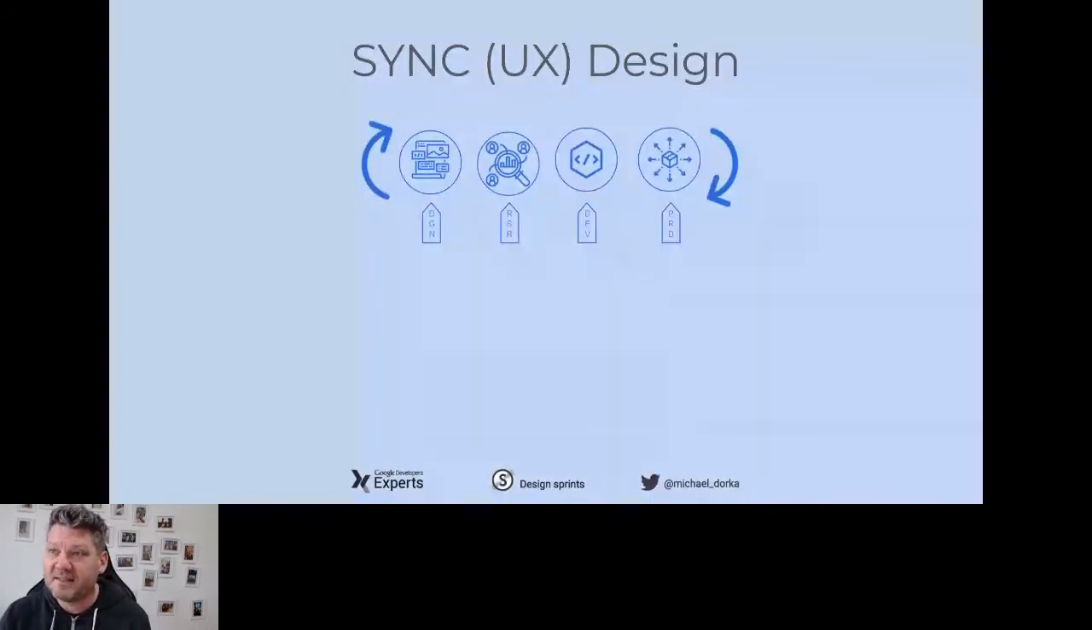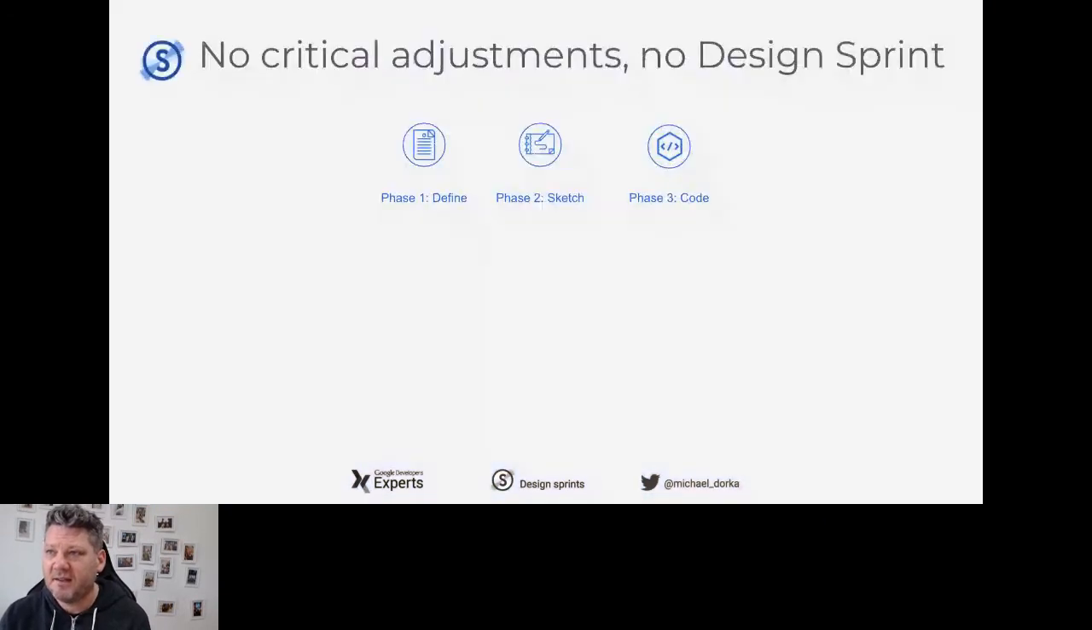So, as we said, a non-critical adjustment is almost not a design sprint. It is a sort of, but not really. But you have these three phases. You define what you want to do, you sketch it, and probably you code it. Or you define it, and if you already have a design library, something like Material Design or a proper design library, you don't even sketch. You just use your library and you code, and off you go.